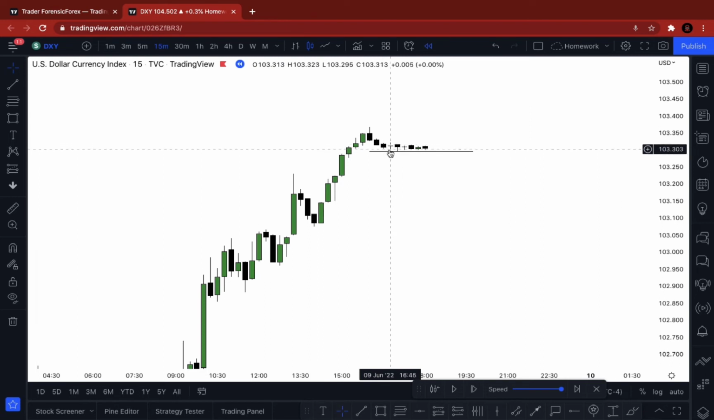So there's possibly buyers here. They think the market is going to fly. You know, it's getting smaller, smaller, smaller. They're waiting to buy. So they're accumulating buy orders below this low here. There's also a high here.